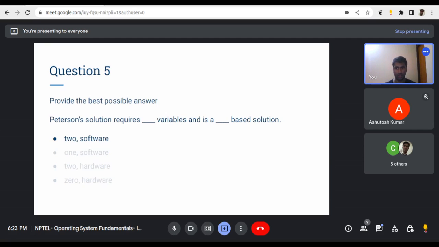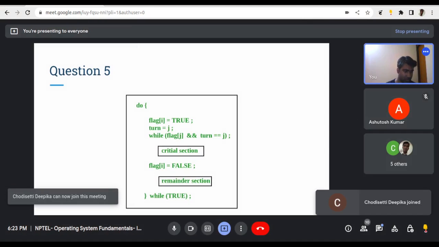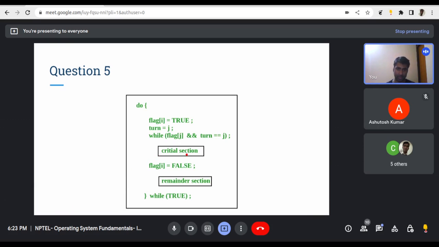So Peterson's solution requires 2 variables, as I was describing, and it is a software based solution. There is no hardware requirement as such, so it can work with any hardware. This is the critical section algorithm, Peterson's algorithm for the critical section problem.